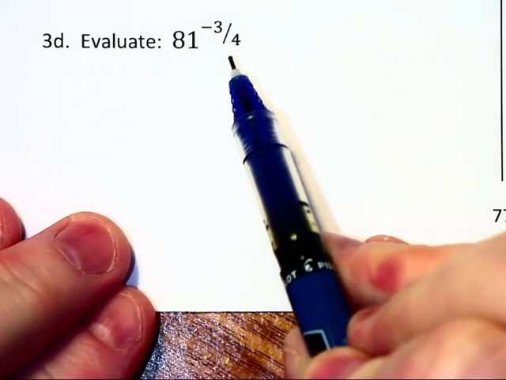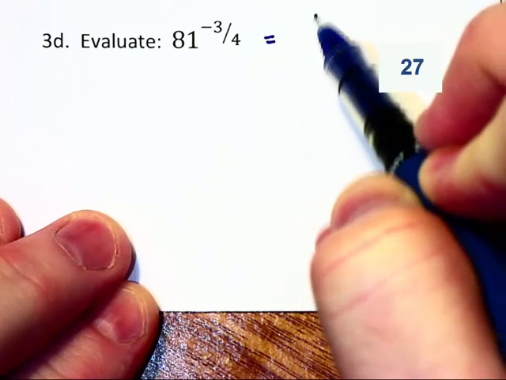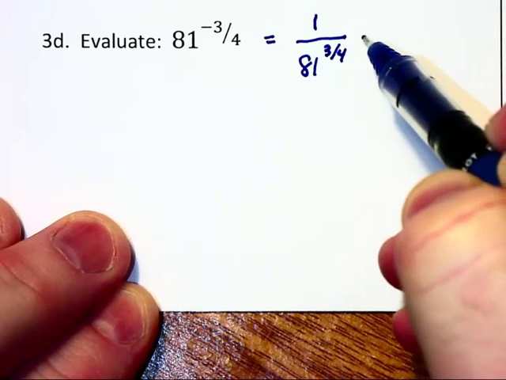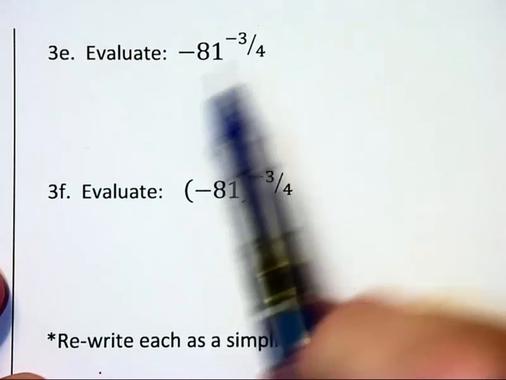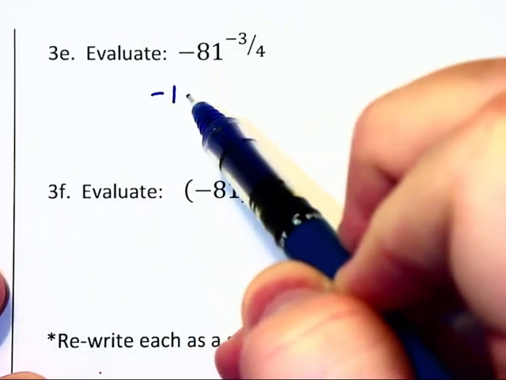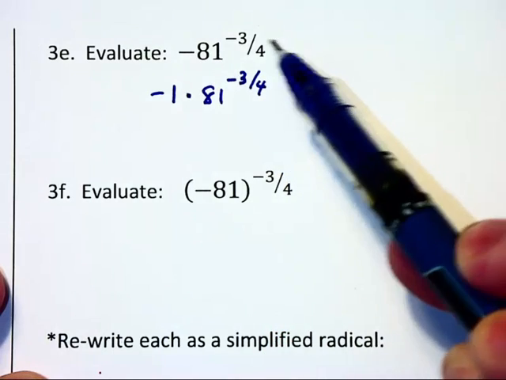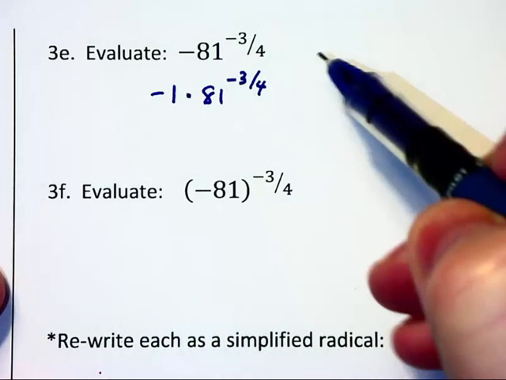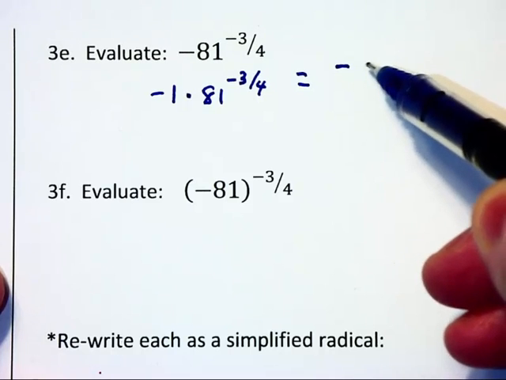When the exponent is negative, you know that means we are going to have a fraction here. So this is going to become 1 over 81 to the 3/4, and as we've learned, this will become 1 over 3. This next problem relies on the one before it. Let me remind you that this is really a negative 1 times 81 to the negative 3/4. That negative exponent only applies to the 81, not the negative out front, because there's no parentheses. And so relying on the problem before, this becomes negative 1 over 3.